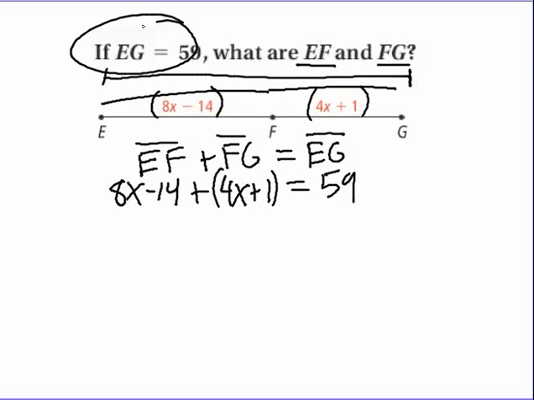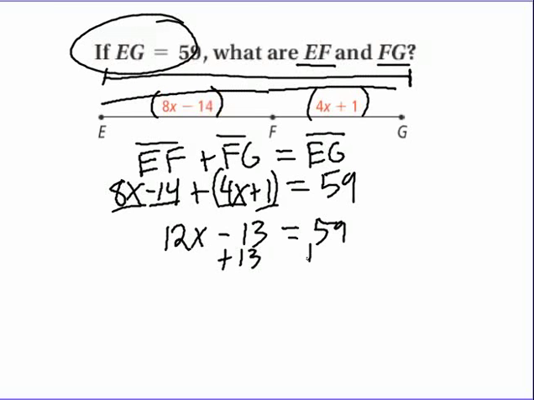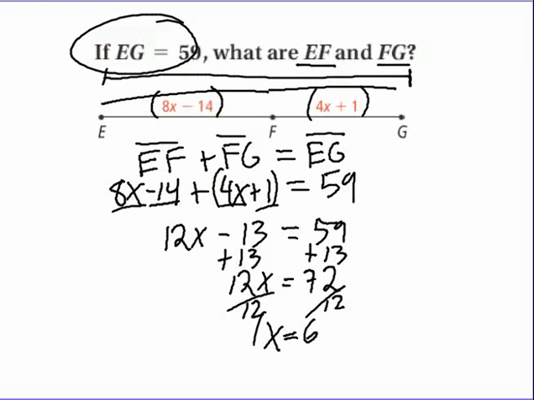Okay, so now I can go ahead and combine like terms. I know that 8x plus 4x is 12x. And then negative 14 plus 1 is negative 13 equals 59. I need to add 13 to both sides to get rid of that. So I'm going to have 12x equals 72, divided by 12 on each side. And I found out that x is 6. Now, that does not mean that I am done.